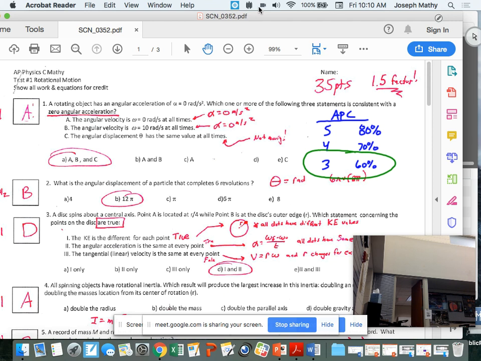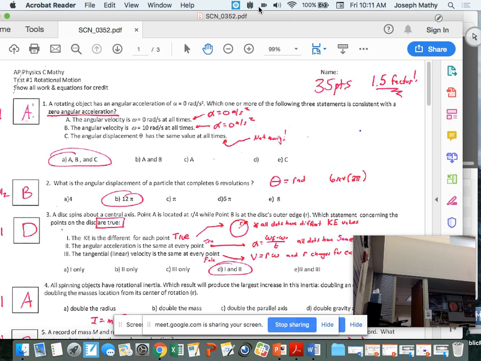All right? So for number 1, I'd say over half of you got this right. If the angular velocity is 0 at all times, you're not accelerating. If it's 10 at all times, you're not accelerating. If the angular displacement has the same value at all times, you're not moving in a circle.